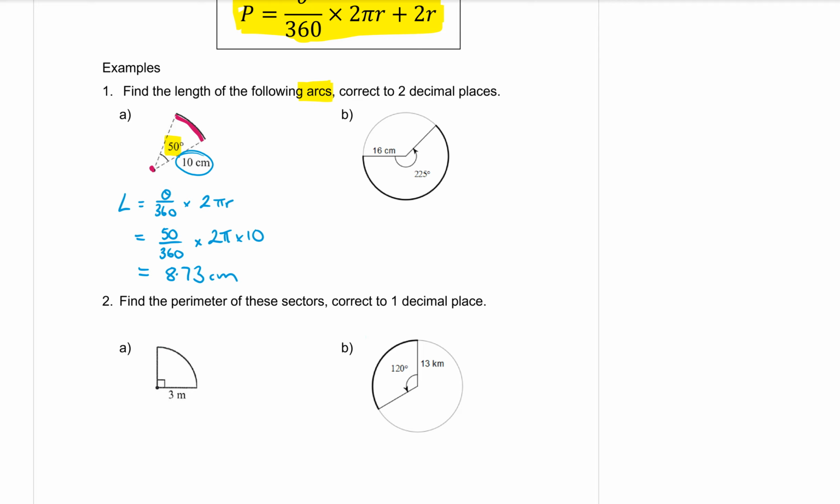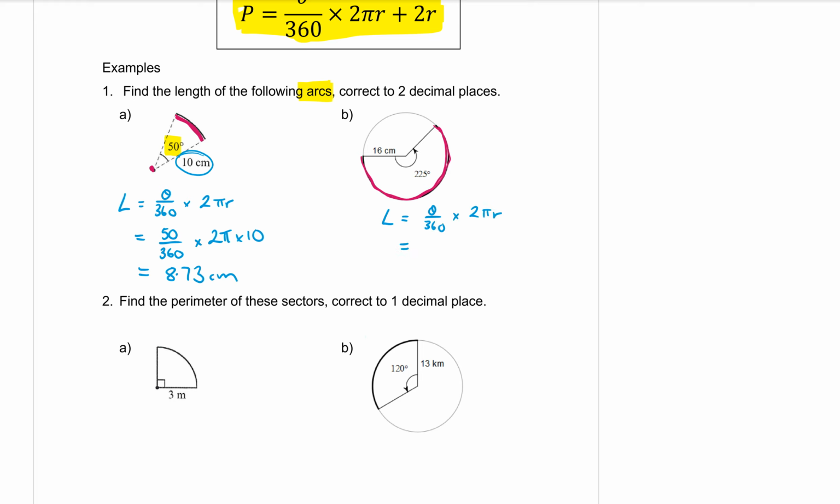1b, we're still using the same formula. We're still trying to find the arc length. It is a big arc. It's a really big one that goes all the way around here. The dark line is the one we're trying to find. So to find the arc length, again, we're given the radius, so we're going to be using theta over 360 times by 2 pi r.